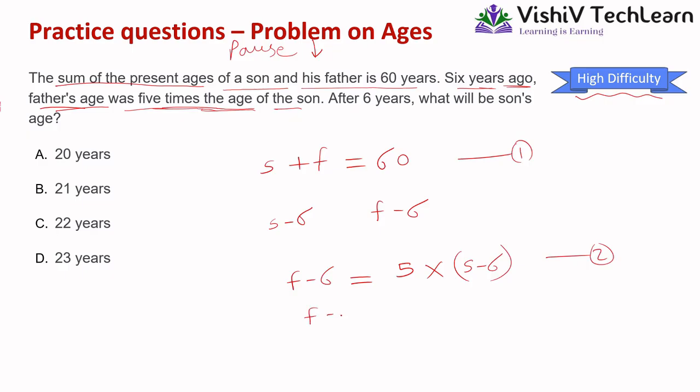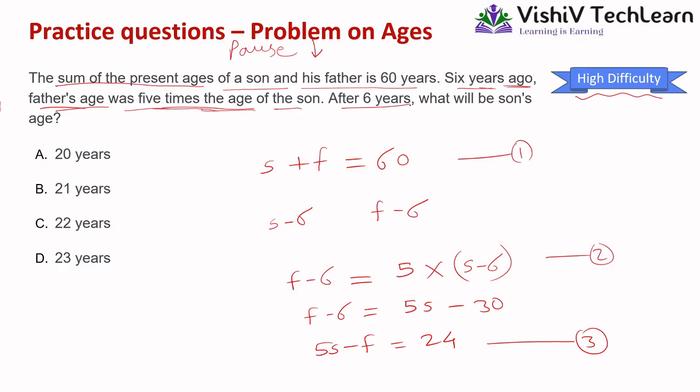Let's simplify this second equation. f minus 6 equals 5 times s minus 6. Let's open the bracket, so it will be 5s minus 30, correct. Then this f can be on this side, it will be 5s minus f equals 30 minus 6, which is 24. So we have this equation. Let's mark it as the third equation.